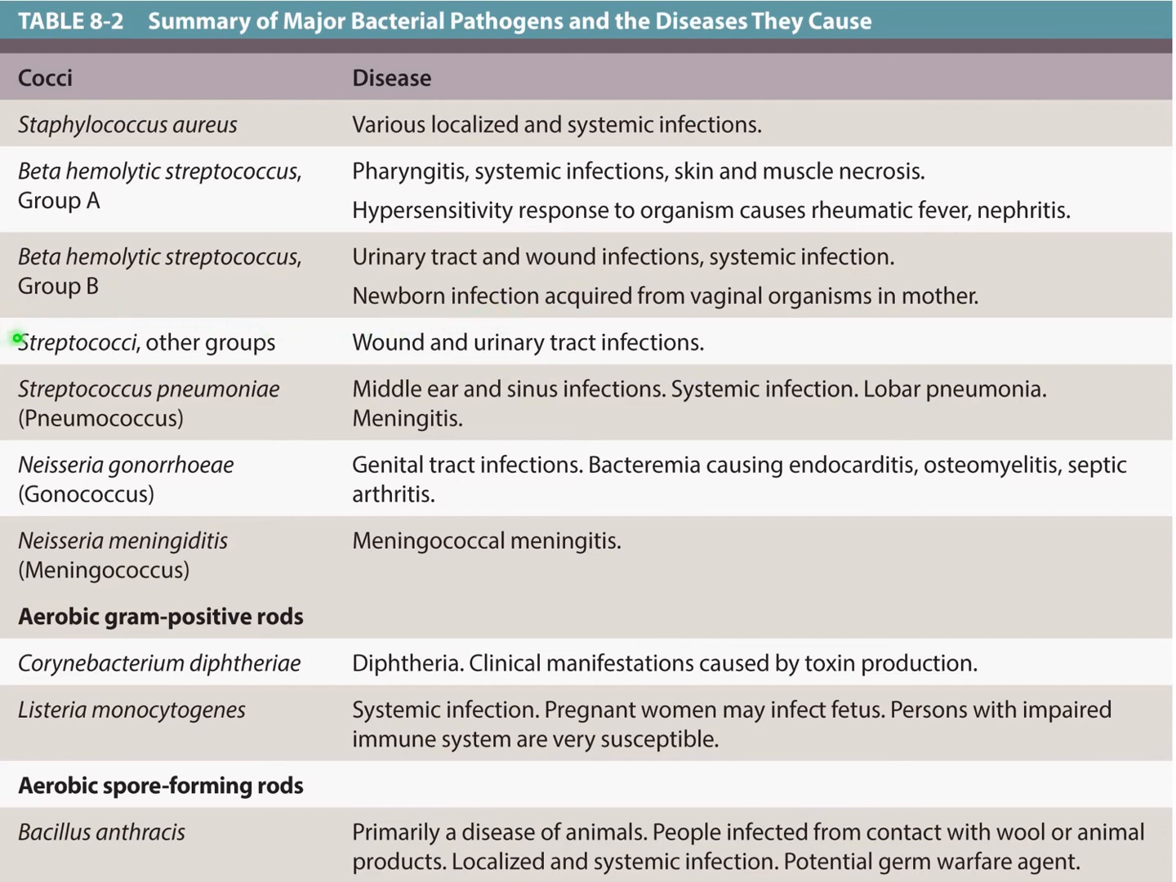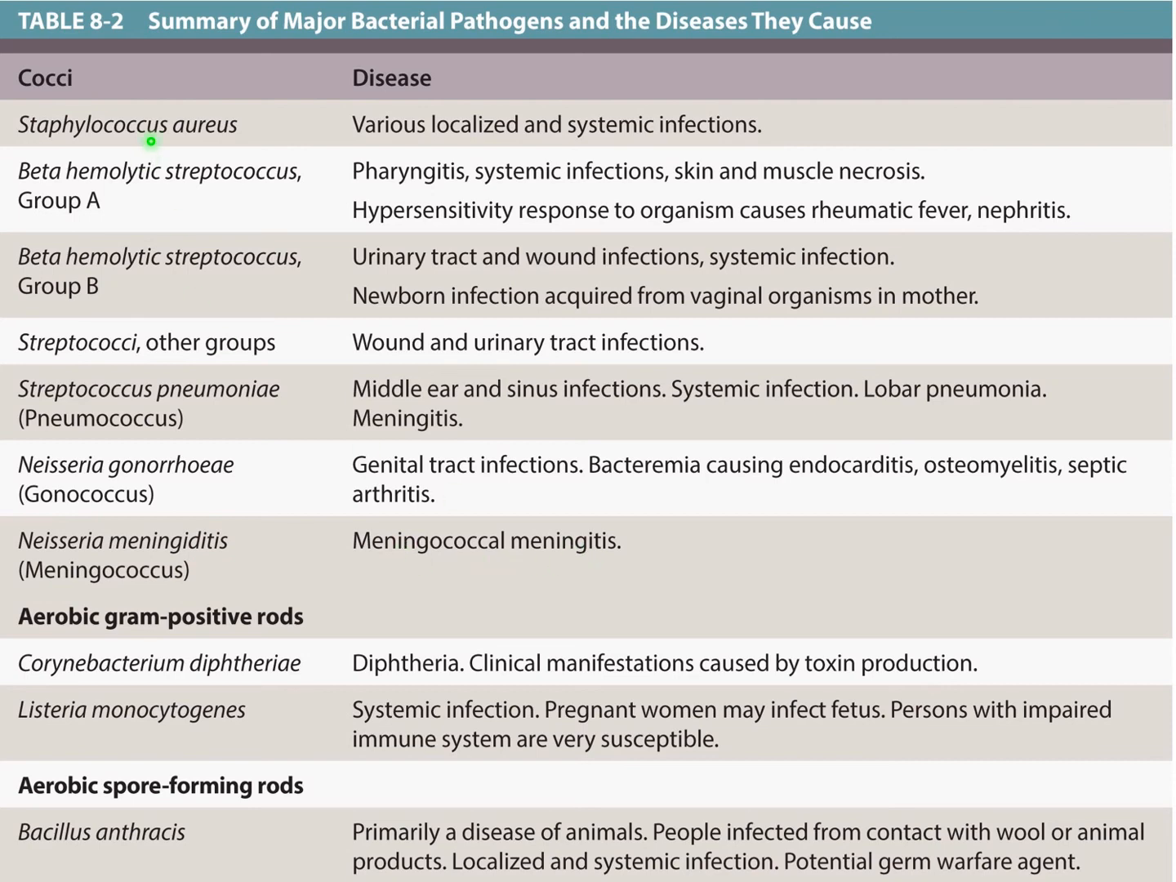And then other Streptococcus, which are not included in these two groups, that can also cause wound and urinary tract infection. Streptococcus pneumoniae has actually been reclassified as a pneumococcus, and it's very commonly seen in middle ear and sinus infections, other systemic infections, and one of the common causes of lobar pneumonia in the lungs, as well as potentially causing meningitis. Neisseria gonorrhoeae causes gonorrhea. Neisseria meningitidis causes meningococcal meningitis.